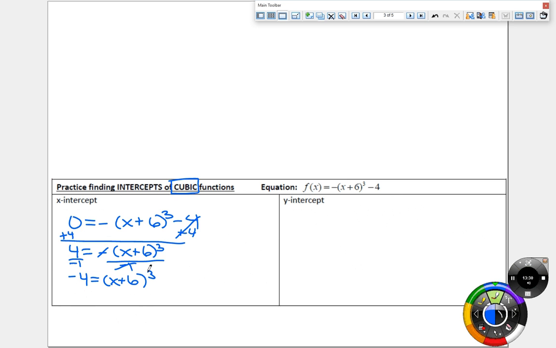And then right here, once I have that cubed part alone, I'm going to take the cube root of both sides. So cube root here so that I cancel out that power and just have x plus 6. And cube root here. So the cube root of a negative is negative. I'm not a calculator, so I don't know what the cube root of 4 is, and that's okay. I would keep it there.